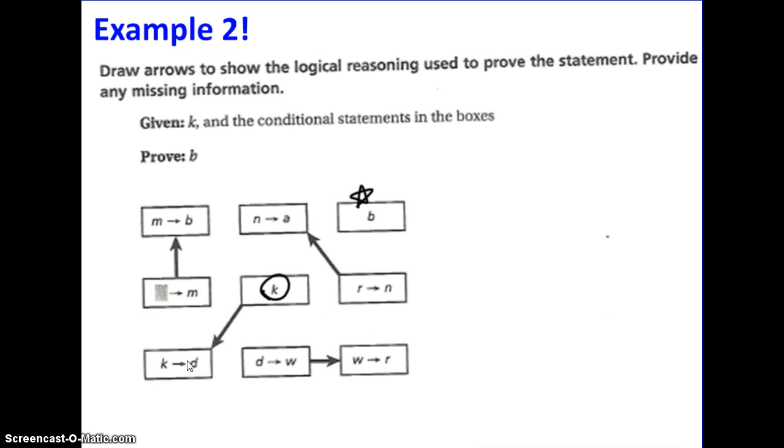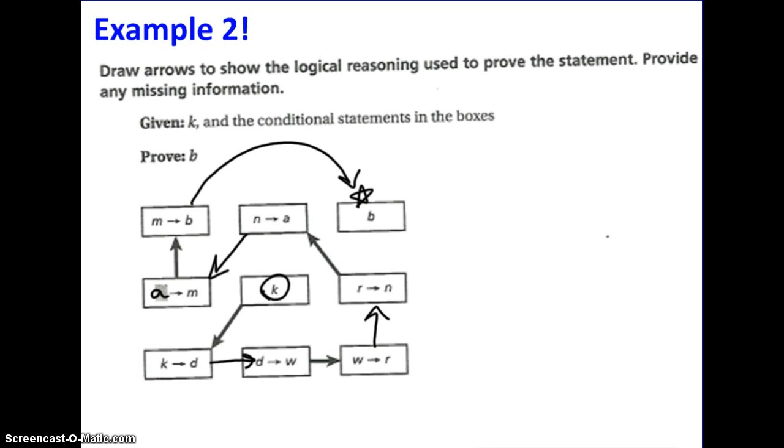So if I know K implies D, well then I see a D here, D implies W, W implies R, R implies N, okay, N implies A. Well, I don't see an A anywhere. That means that the missing piece of information is A. So here we go. N implies A implies M implies B, and therefore we have landed in the final spot. Winner, winner, chicken dinner, right?